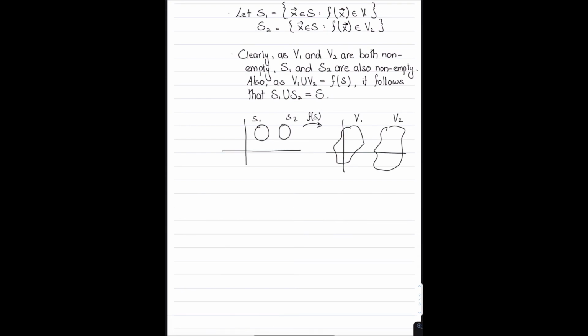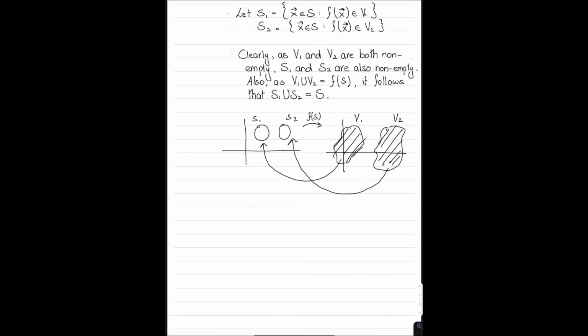Now, what I'm saying is, since V1 union with V2 is all of f of S, the pre-image of V1, which is S1, and the pre-image of V2, if I union them together, that will give me the domain of f. Because the way I've set up this question, I've assumed that f of S is the image of f over all of its domain and not any arbitrary subset of its domain. You could do this by assuming that S is a subset of the domain of f, but for the time being, I've assumed that it's all of its domain.